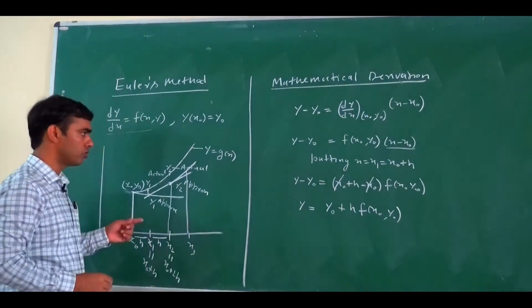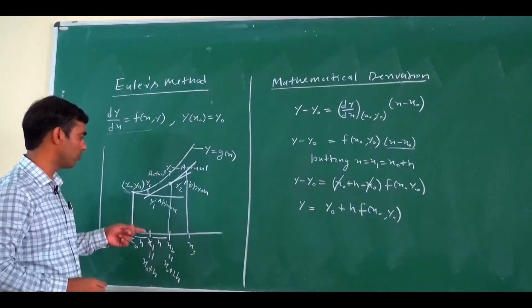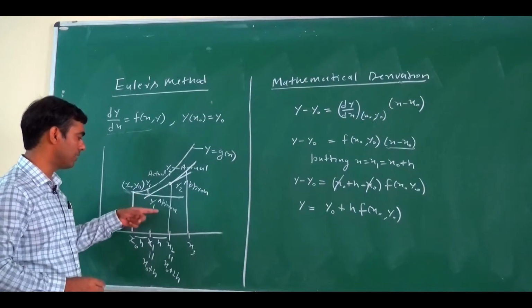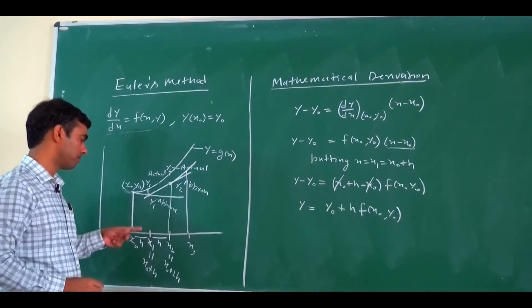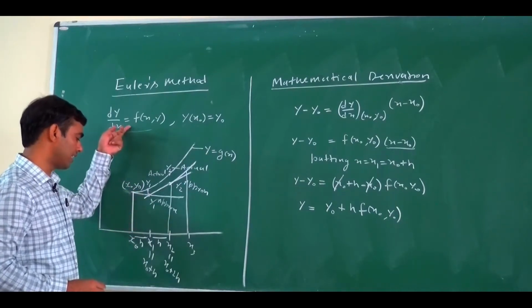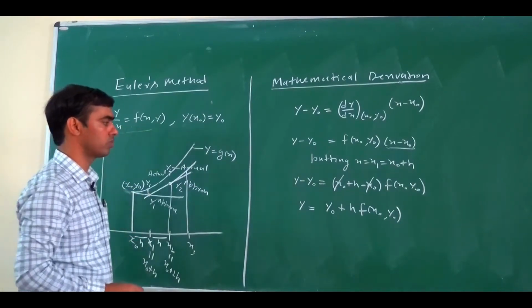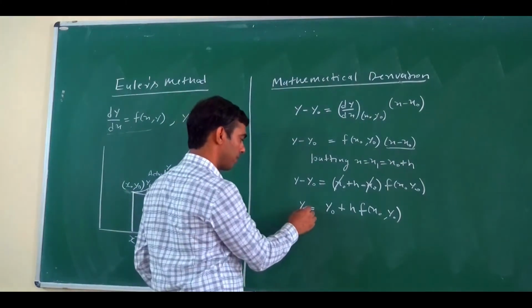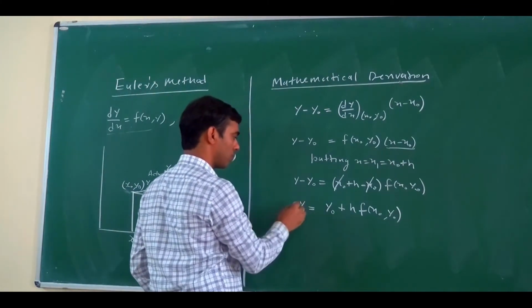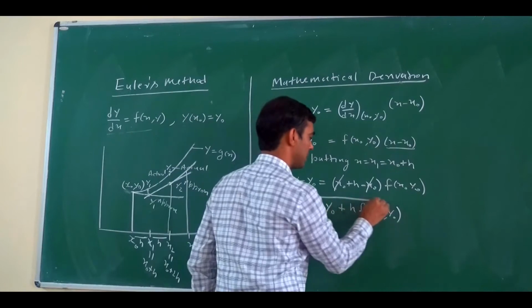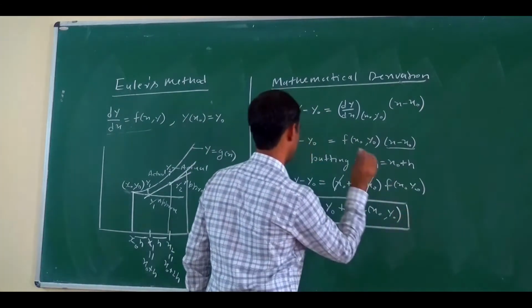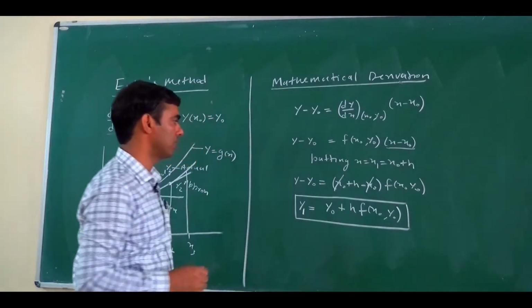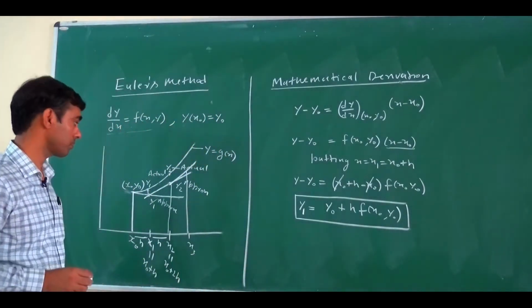And we assume that this one is the value of y, and that it is a solution of the differential equation at x equal to x1. So we write in place of y, this one is y1. The value of y at x equal to x1 gives the solution, so this one is y1.